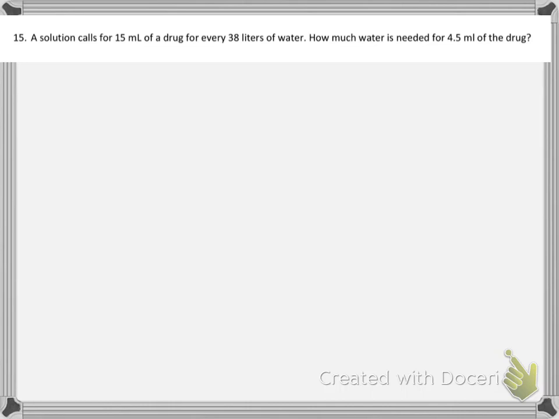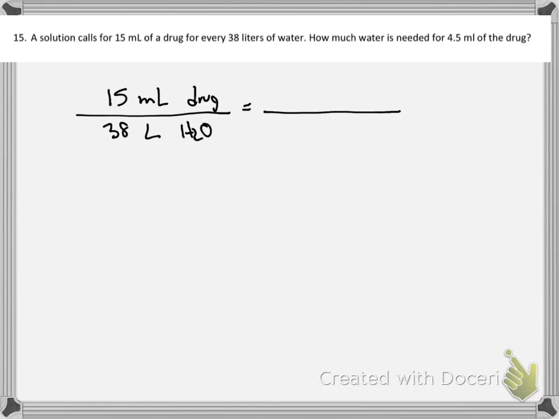Okay, the next problem is also a proportion, but this time it is a proportion word problem. It says that we need 15 milliliters of a jug for every 38 liters of water. We'll just write water as H2O. Then it says how much water is needed. So that's going to go on the bottom.